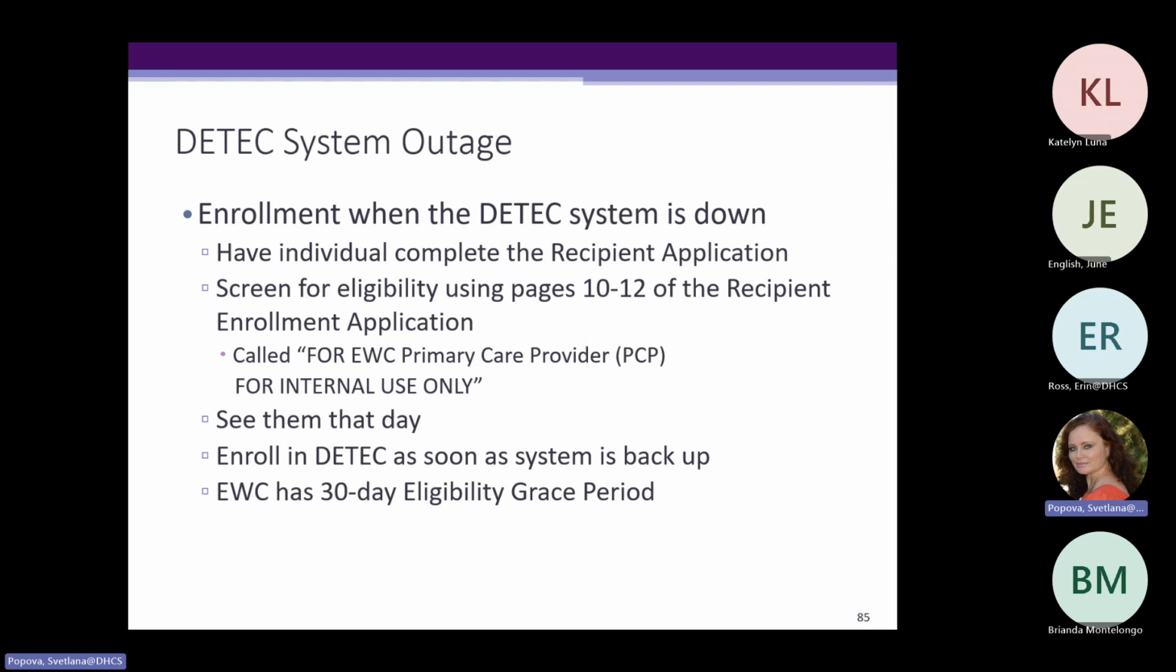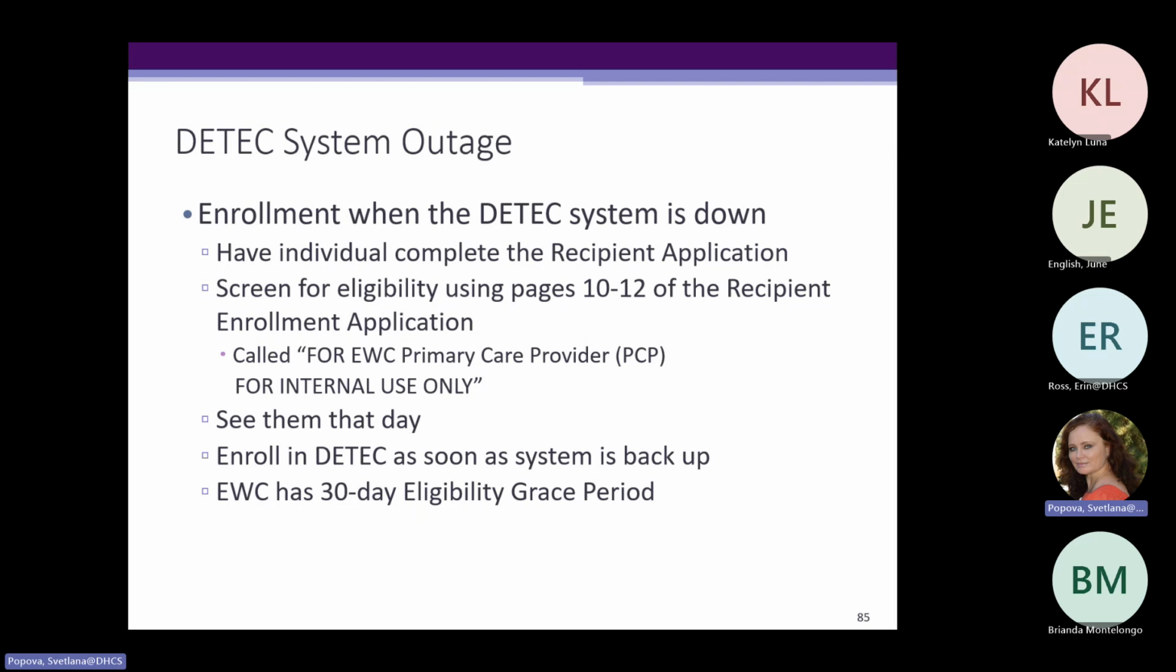In rare cases of a Detect outage, although it's rare, we recently did have an outage, and we had an overwhelming number of providers reporting that to clinical coordinators and directly to us. So usually if that happens, we have what we call a 30-day eligibility grace period. So the data into Detect can be entered at any time later, within 30 days. You can still see patients on the same date, and if you want to, hold off on the application or data enrollment, you can do that.